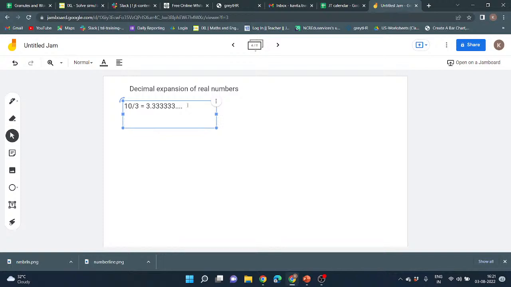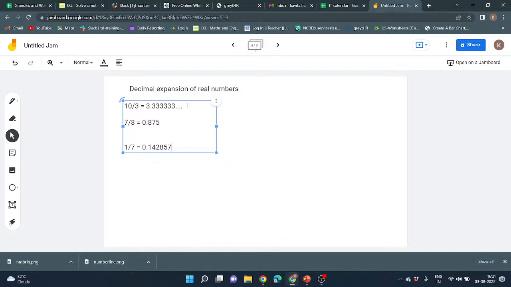Let's have another decimal. When we divide 7 by 8, we will get 0.875. And let's have one more decimal as 1/7. And when we divide 1 by 7, we will get 0.142857.